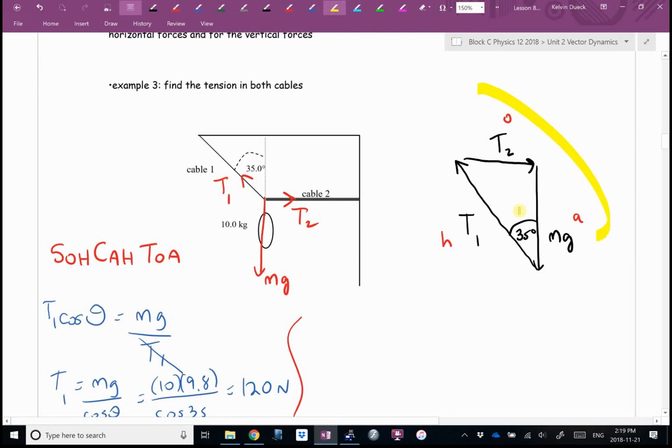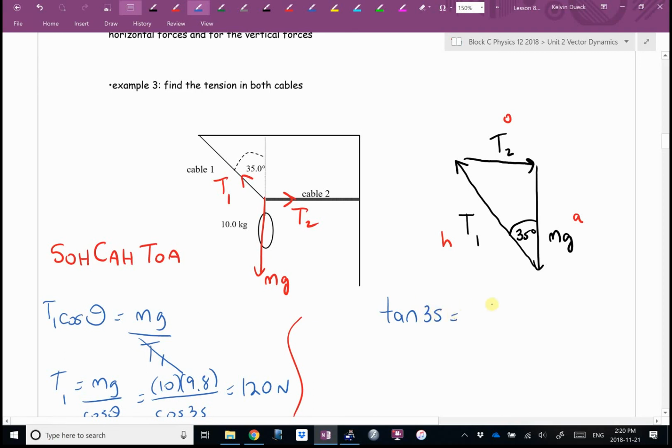Chloe, which trig function will I use to find T2? Tan, you say. Tan. Okay. That sounds like a good idea right about now. A little tan somewhere would be great. Oh, sorry. Welcome back.